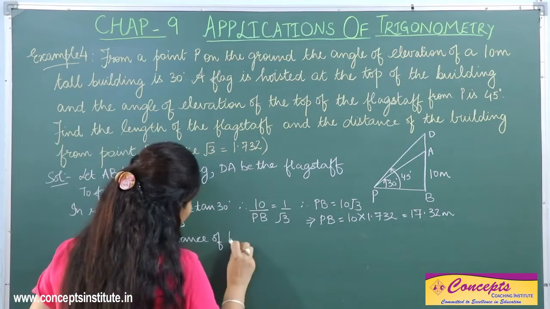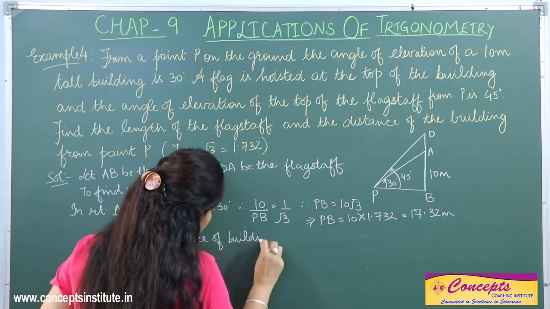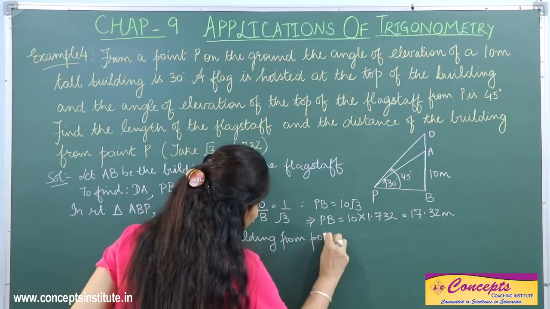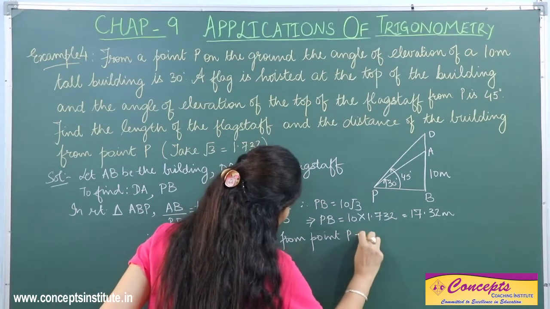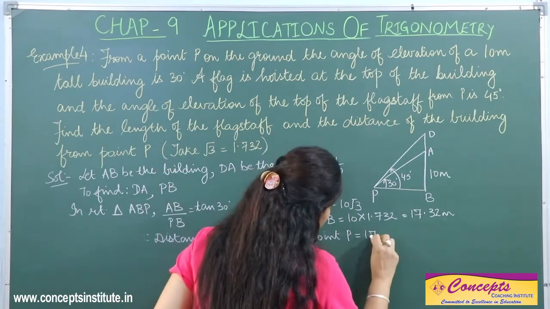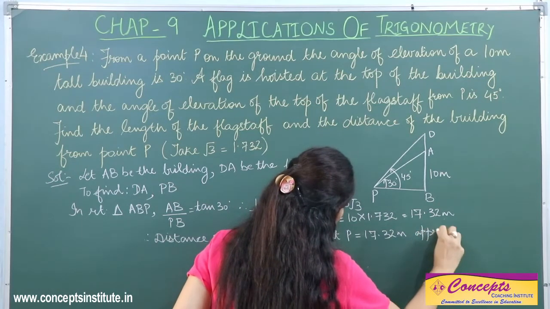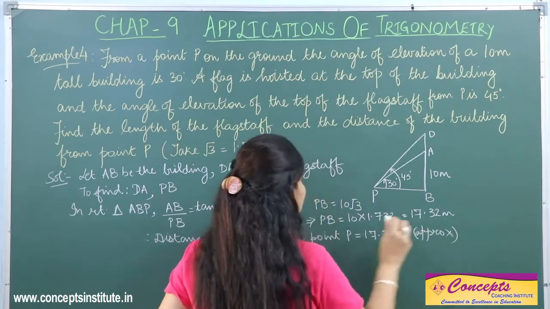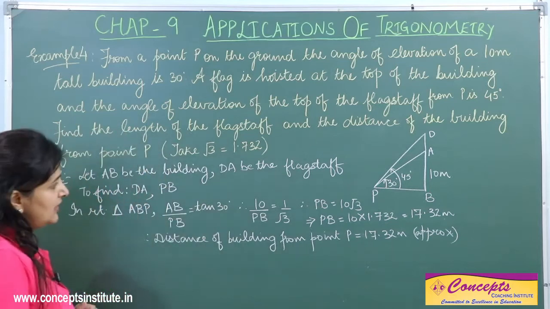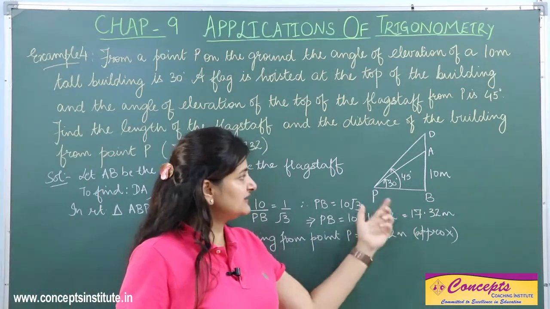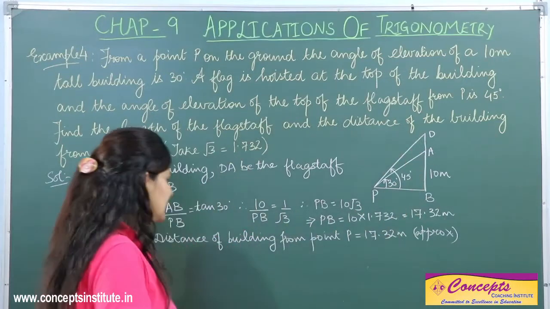So therefore I can say now that distance of building from point P, I have calculated it, and that is 17.32 meter, and obviously approximately, because we are using the value of under root. Now I know PB, so I am going to apply the T ratio tan in triangle DBP.